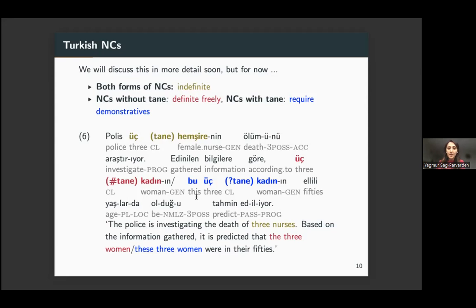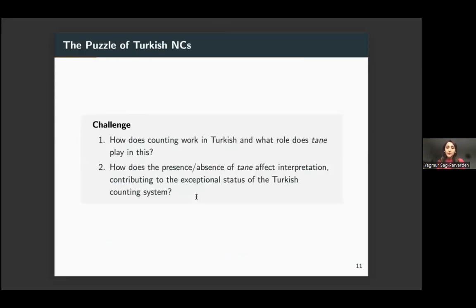Okay. So the challenge is, first of all, we don't know how the Turkish counting system works. It is somewhere in between English-type languages and Mandarin-type languages. So what is tane, for example? We call it a classifier, but what role does it actually have in numeral constructions? Second of all, what is this presence or absence of tane? How does it affect interpretation, and how does it contribute to the exceptional status of the Turkish counting system within the big cross-linguistic picture?